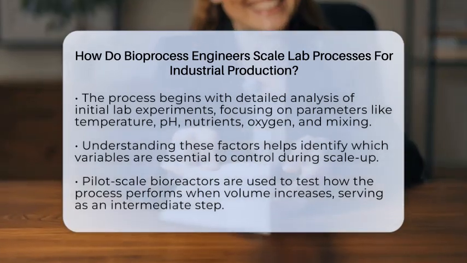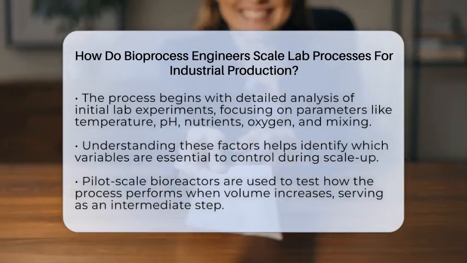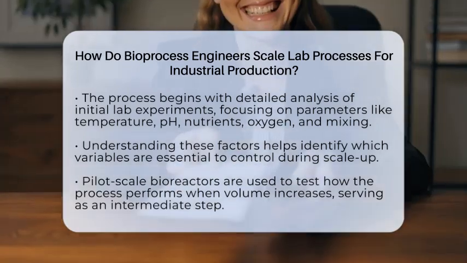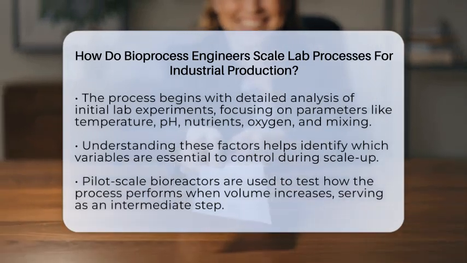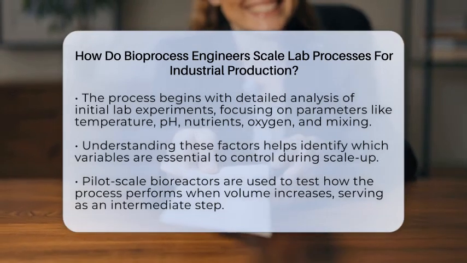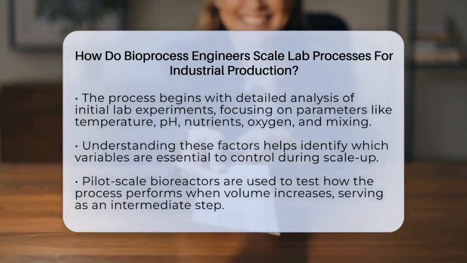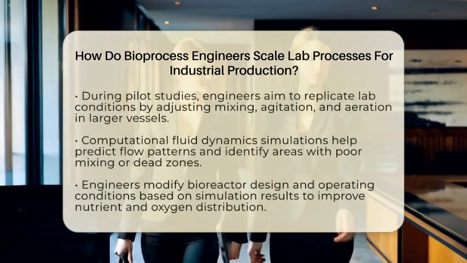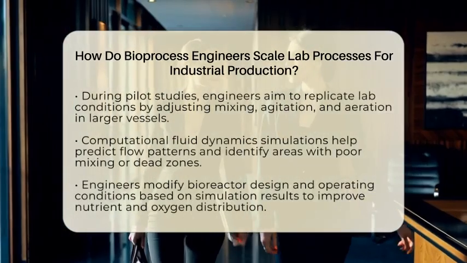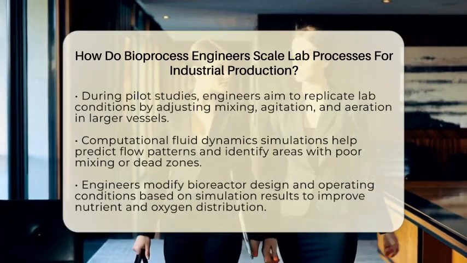Engineers analyze key parameters such as temperature, pH levels, nutrient concentrations, oxygen transfer rates, and mixing efficiency. These factors influence cell growth, product formation, and overall process stability. Understanding these variables allows engineers to identify which aspects are critical and must be maintained during scale-up.